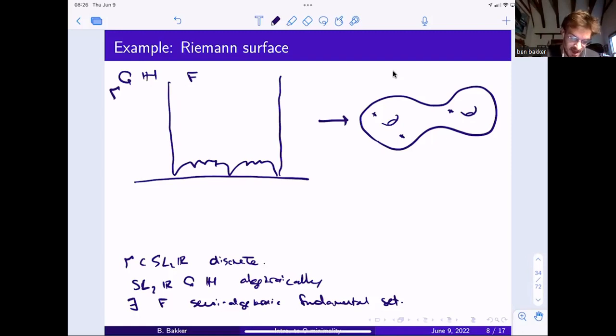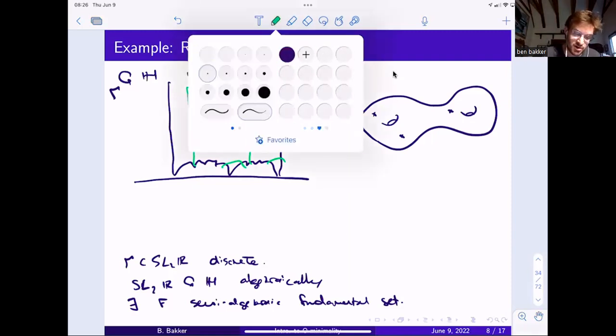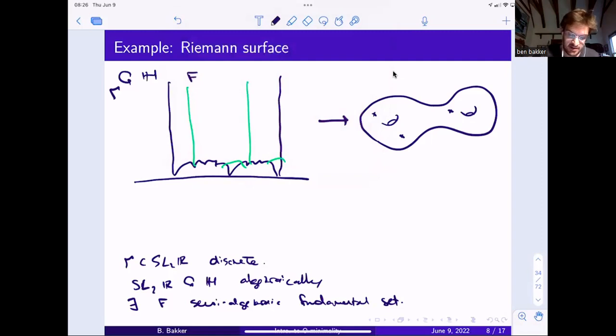So, strictly speaking, in order to get an actual cover, you might want to break this fundamental set up into pieces so that they actually inject downstairs, but you can always do that. I don't know, something like this. But it's not necessary. It's sufficient to have just a semi-algebraic fundamental set such that the induced equivalence relation is semi-algebraic. Okay, so this gives us some new structure of a definable manifold on this quotient.